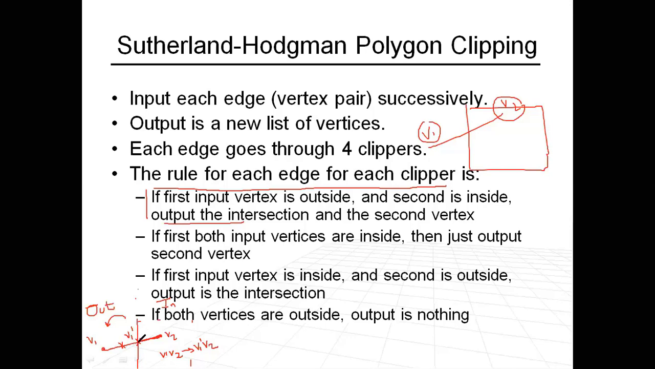Okay, we know how the intersection points are calculated. So v1 dash is the new point. The next point that is residing inside will be saved. So when we are moving from outside to inside, v1 to v2, the result is the intersection point and the inner point.